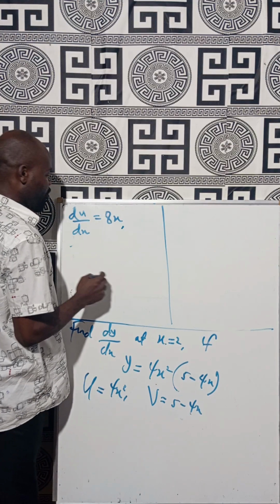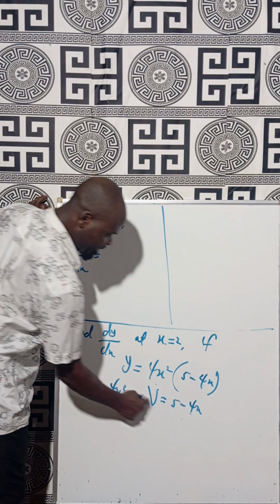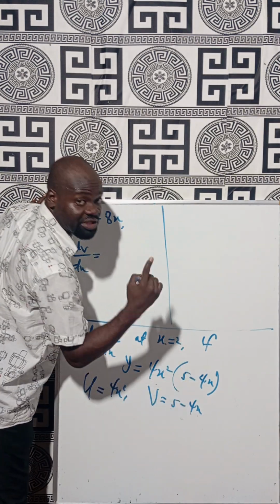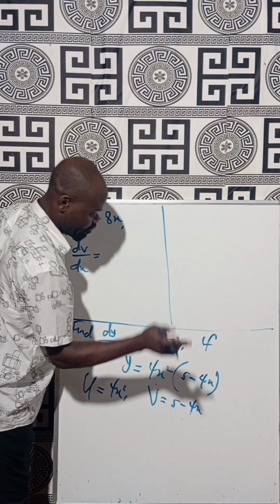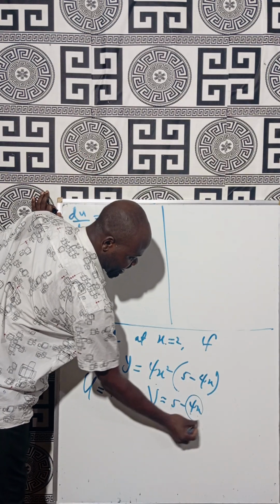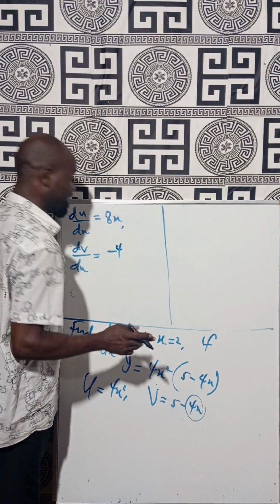Don't forget, what about my dv dx? My dv dx is what? We take it 1 by 1. 5 is a constant. It turns to 0. It goes away. So 0 minus, write the minus. This is 4x, for ordinary x, take away, we have 4 minus 4. So that's my dv dx.